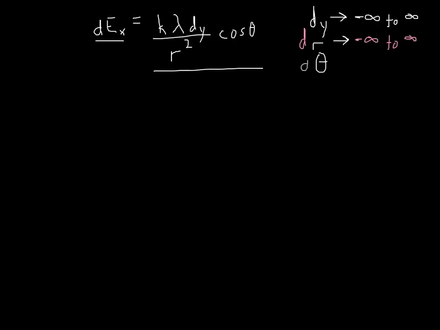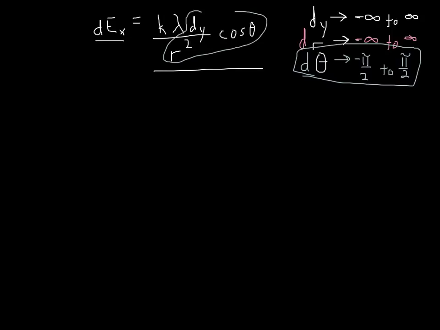Let's look at d theta. Maybe d theta will be a little bit easier. Theta is an angle. Theta doesn't actually go from negative infinity to infinity. The maximum angle I can have occurs at pi over 2. So this theta is going to go from negative pi over 2 to pi over 2. I can integrate over that pretty easily. I can plug that in very easily. So now my goal is to figure out how to change this dy over r squared cosine theta into some kind of d theta-like equation.